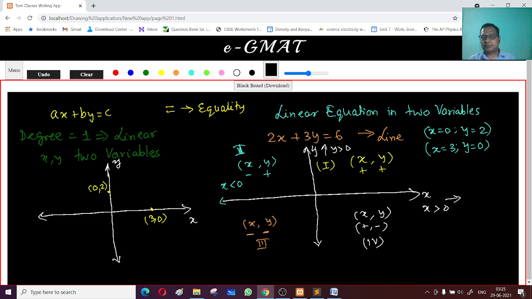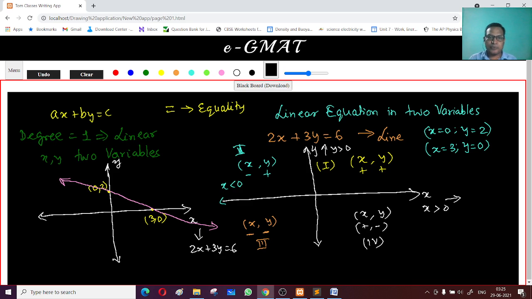Now we know that this is a straight line. To draw a straight line, we need at most 2 points, or 1 point and a slope. Now we got 2 points, so we can draw this straight line. So this straight line is going to be this way. This is 2x plus 3y equal to 6, a linear equation in 2 variables.